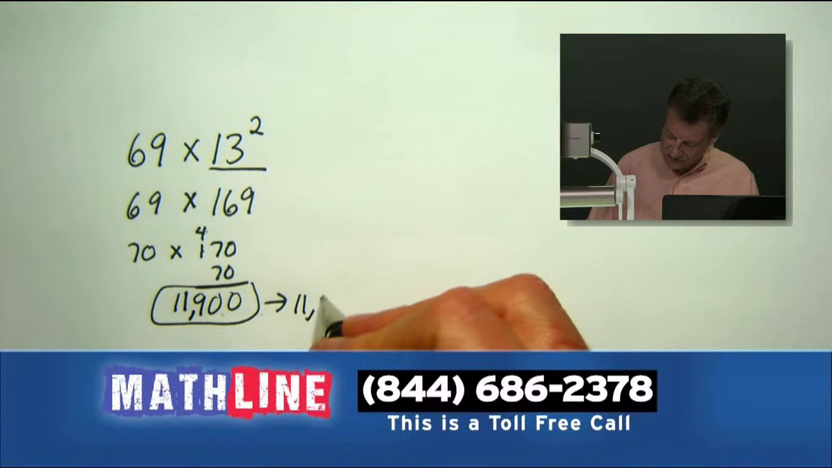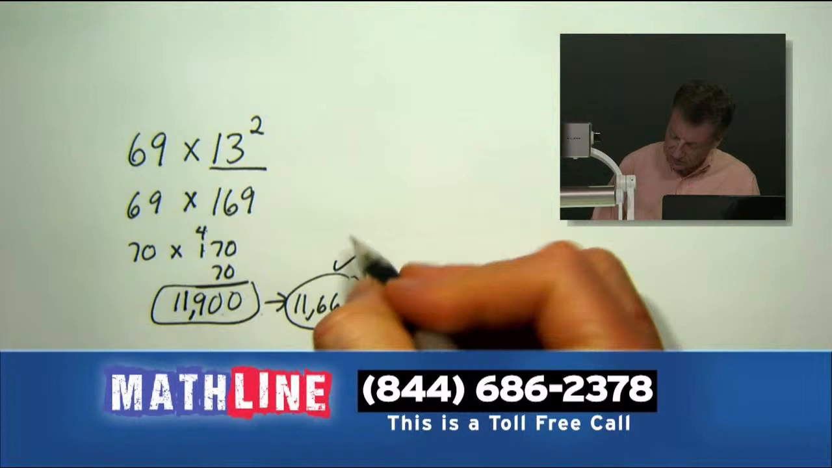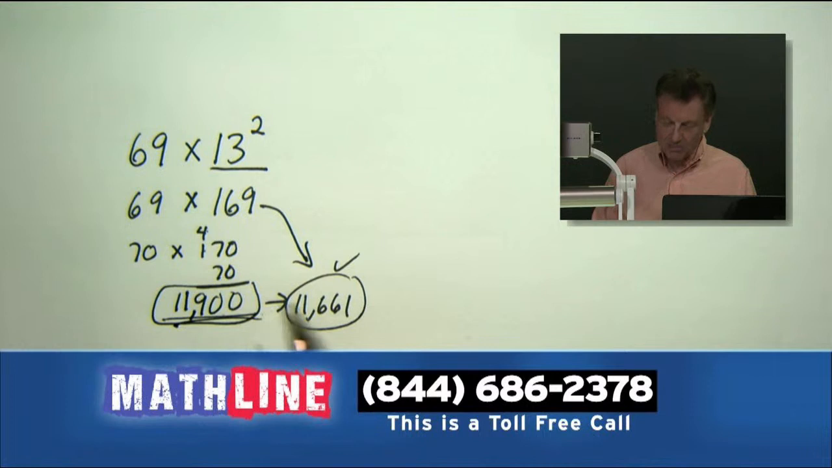I came up with 11,661. And just to make sure, let's see what happens if we say 170 times 70 one more time on the calculator. How close were we? Again, we're estimating. And yeah, we got 11,900. So the actual answer here was 11,661. But again, this gives us a ballpark figure.